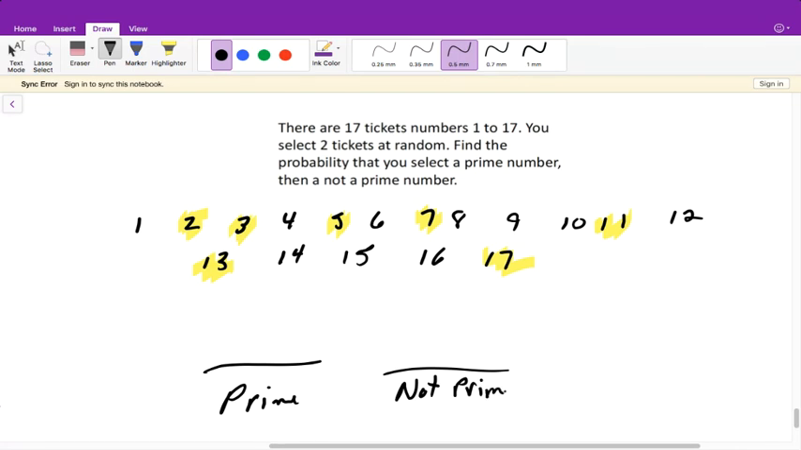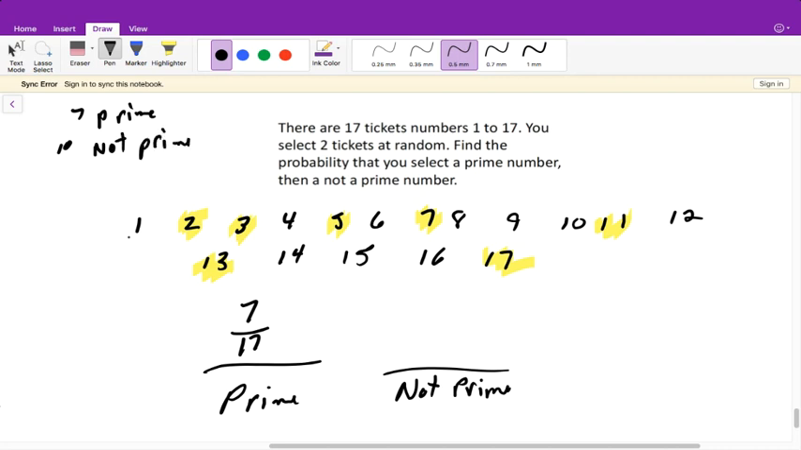So when we go to select this, we have 17 numbers or 17 tickets. So we have 17 possibilities when we select a prime. Well, how many prime numbers do we have? We have 1, 2, 3, 4, 5, 6, 7. So we have 7 prime numbers. So now, after we select a number, we have 7 prime numbers, so 7 prime, and then if we have 7 prime, that means we have 10 numbers that are not prime because we have 17 total.